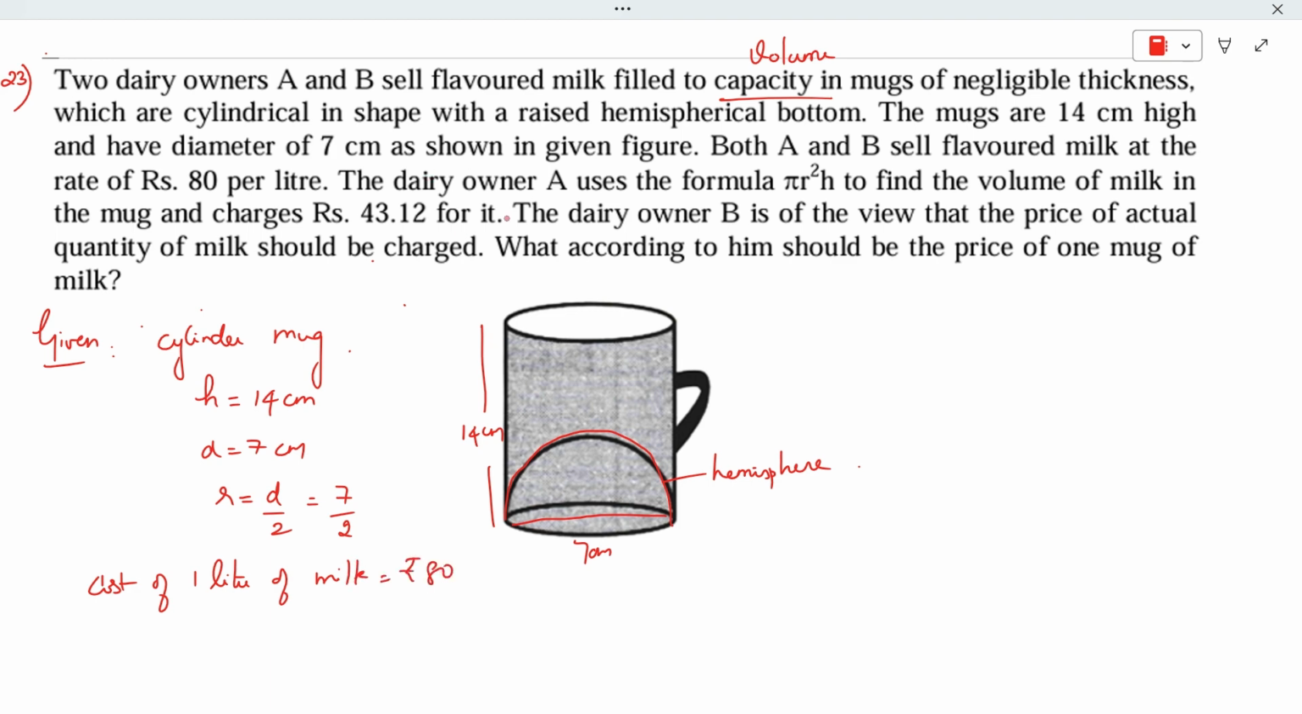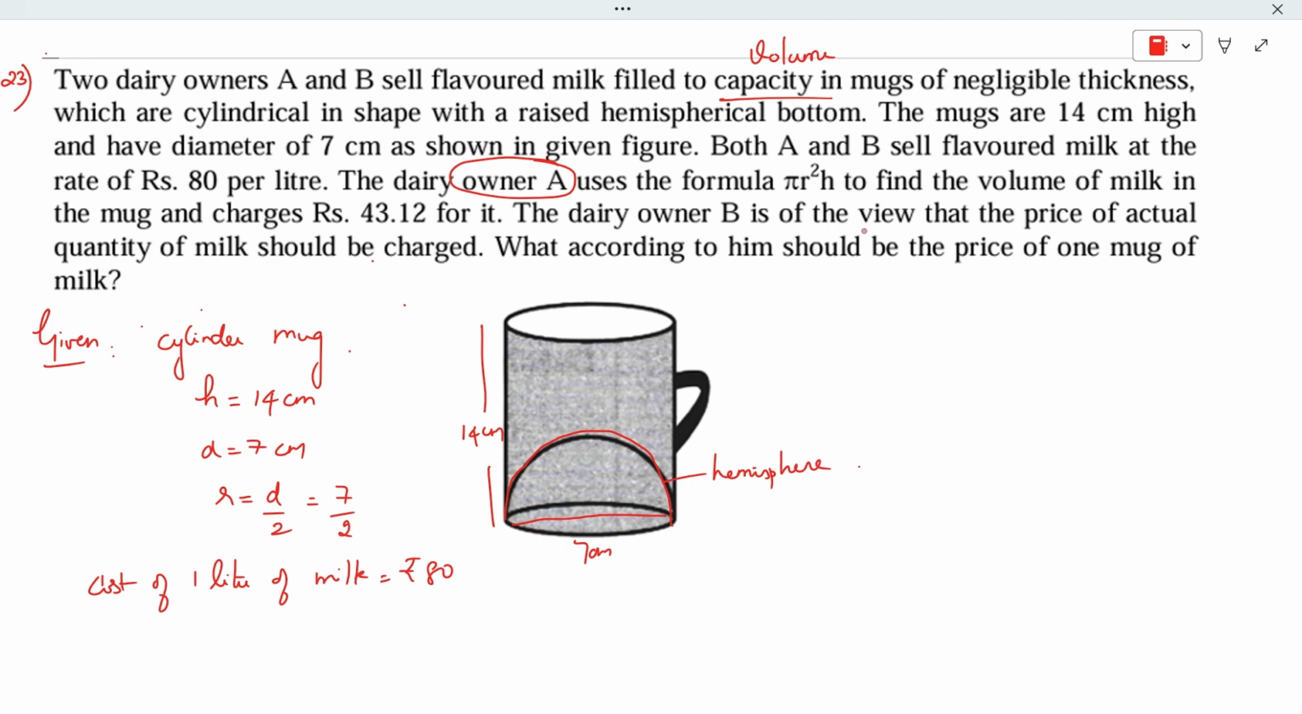Then the dairy owner A uses the formula pi r square h. The dairy owner A thought the mug is cylindrical in shape. So he used the pi r square h formula, and he charges rupees 43.12 for it. The dairy owner B is of the view that the price of the actual quantity of milk should be charged. He thinks that dairy owner A charges a little bit higher than the actual cost.